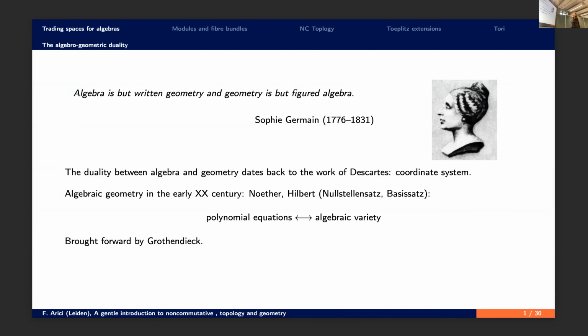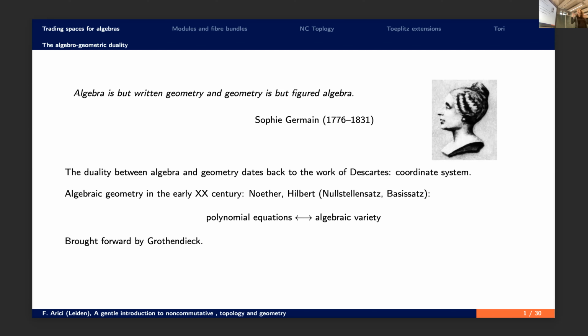I've decided to start with this quote by Sophie Germain. That is something I really liked when I was studying, 15, 20 years ago. This idea that algebra is written geometry and geometry is figured algebra. So this is the whole idea behind the algebra-geometry duality that we see in many other fields of mathematics, not only in non-commutative geometry.